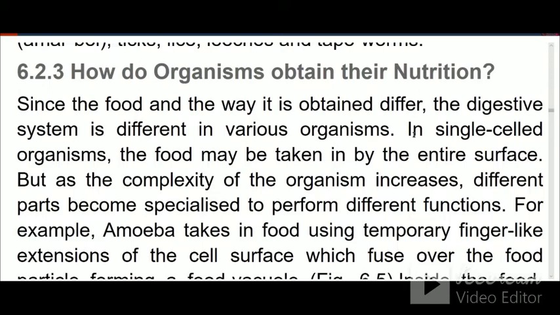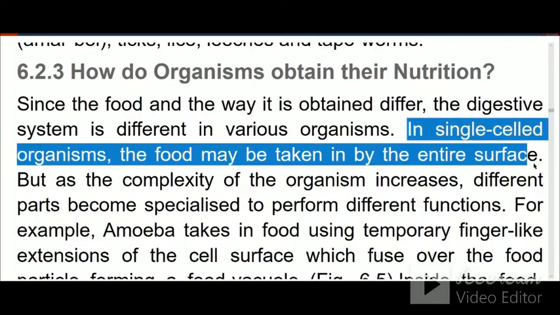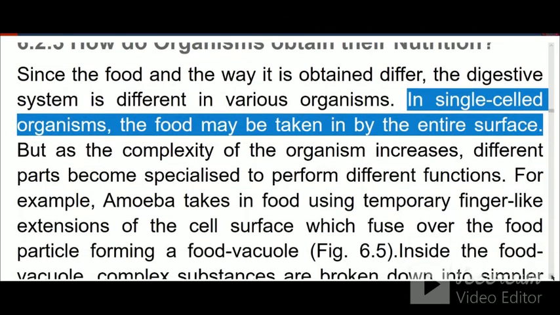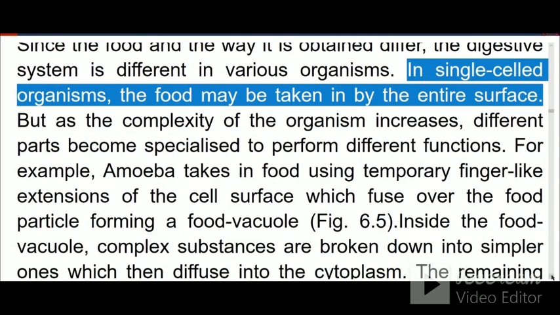In a single cell organism, food may be taken up by the entire surface. So a single cell organism, let's take for example amoeba and paramecium. They consume their whole food in their body, and then they absorb their nutrients. While in us, the complexity of the organism increases, different parts become specialized to perform different functions. So amoeba and paramecium don't have any organ, like a stomach, like we do have.